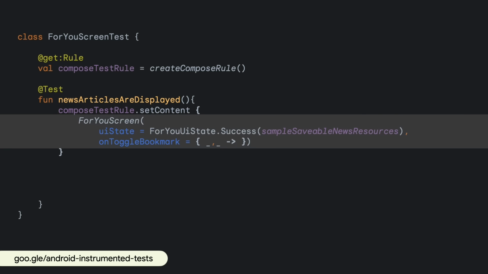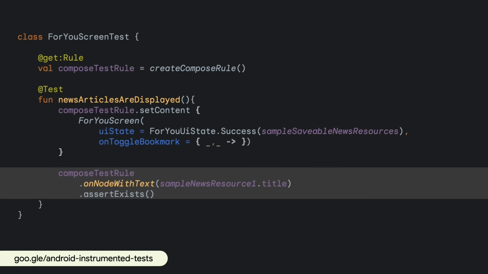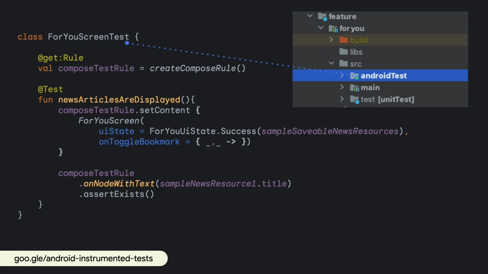Inside here, we create our test subject, the For You screen, and pass in the success state and some sample news resources. Here we can see the benefit of having a stateless screen composable. It makes it really easy to test. After setting up our screen, we can use the onNodeWithText matcher to find a node in the compose graph with the title of our news resource and verify that it exists. Since this is an instrumented test, we save it in the Android test folder.